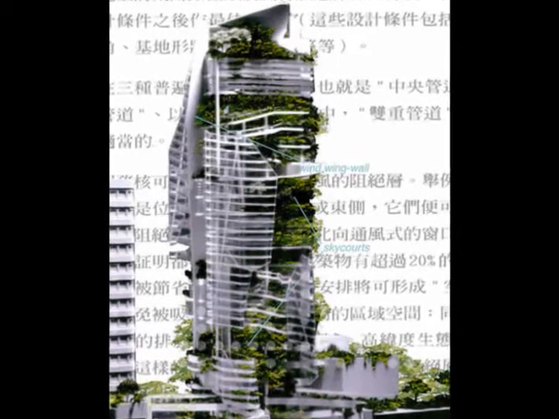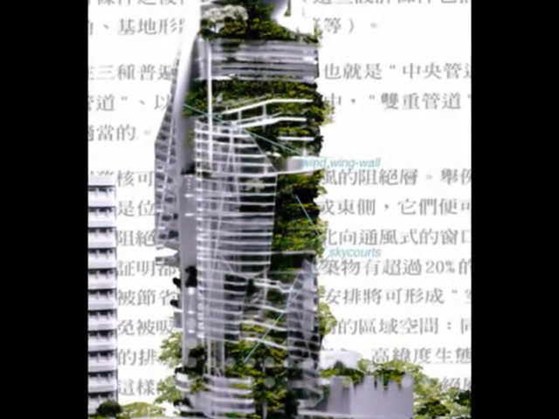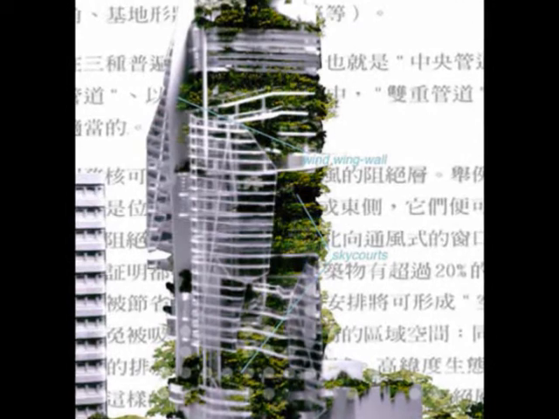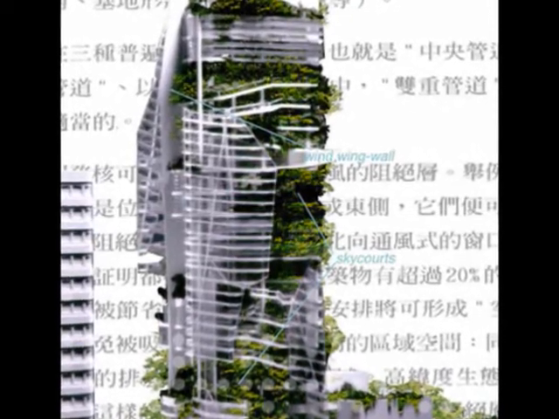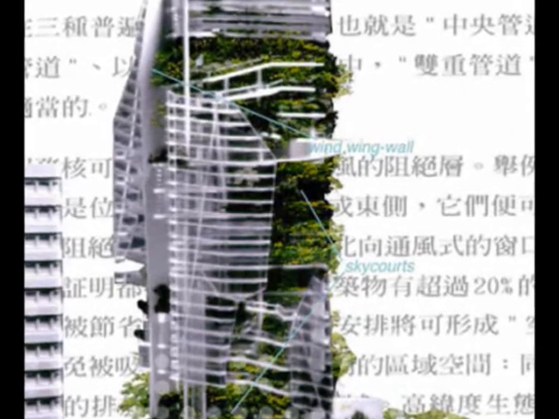Natural ventilation. Wind is used to create internal convection for comfort by wind walls. These are placed parallel to the prevailing wind to direct wind to internal spaces and sky courts for comfort cooling.